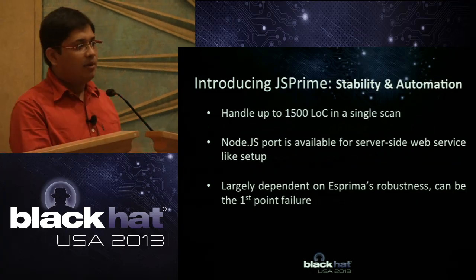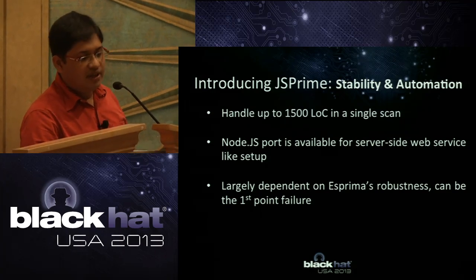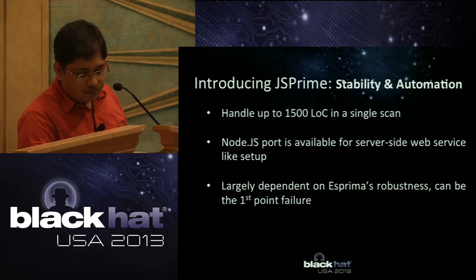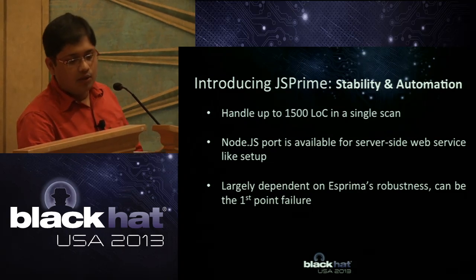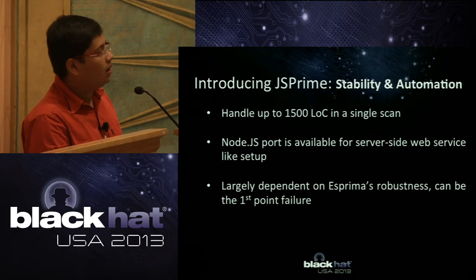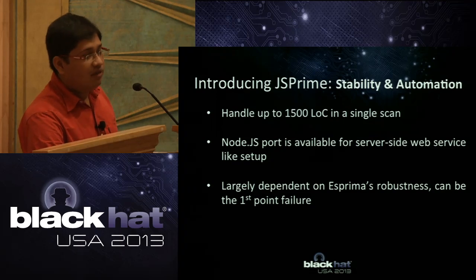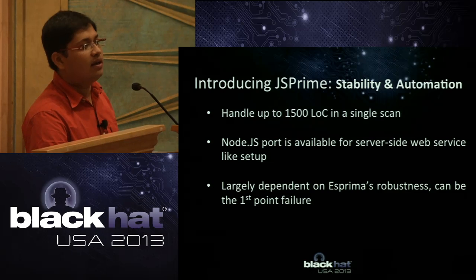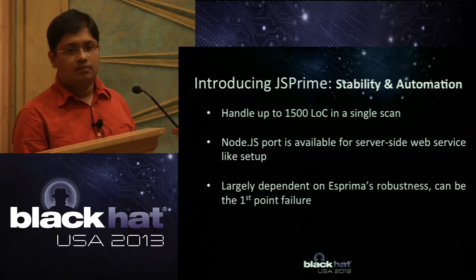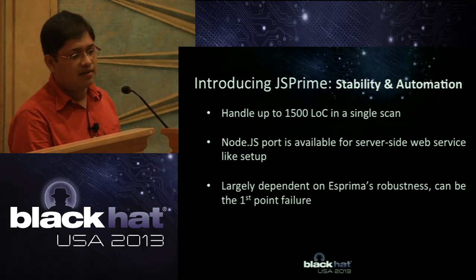What about stability and automation? So far we have benchmarked that up to 1500 lines of code this tool can handle in a single scan. It might be able to scan a bit longer JavaScript, but this was the longest JavaScript file we had to test. We also have a Node.js port so that you can run it on a backend server for large-scale automation. You can pass JavaScript code, and it can return you results.